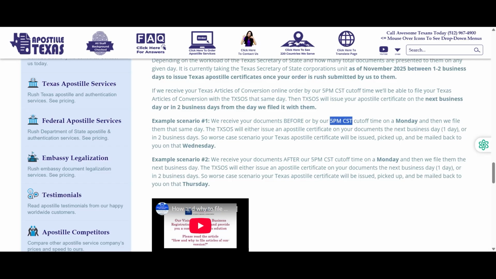The longest we've ever had is like 1 day. They've never taken, even though they say on their website, if you call them, they'll say it takes 2 business days. We've never had that. So for the most part, you're going to get it probably always be Tuesday or Wednesday, just so you're clear how fast you need to get the documents back.